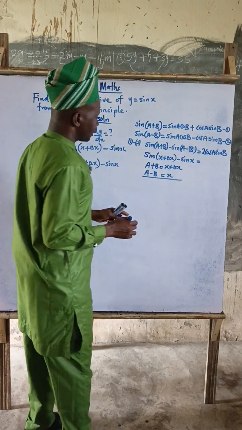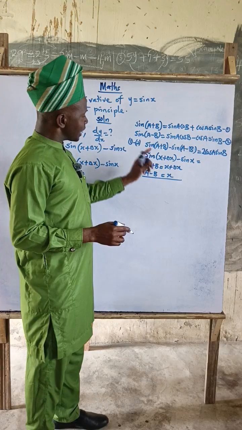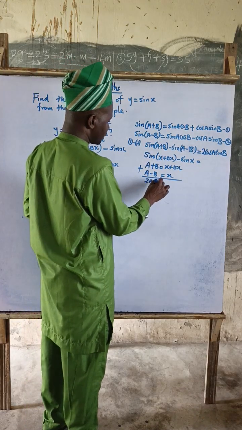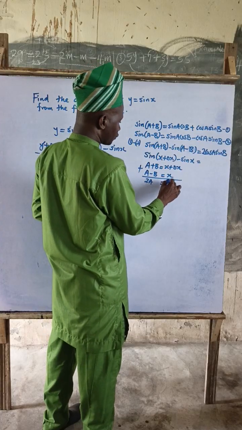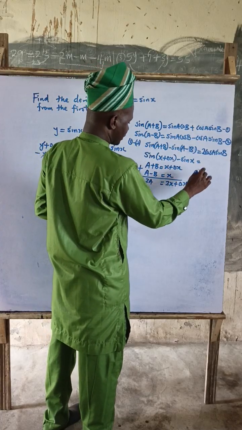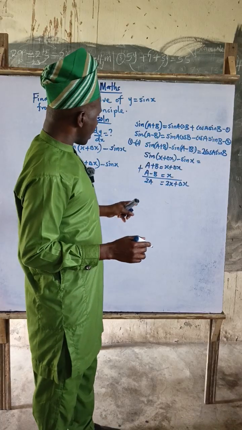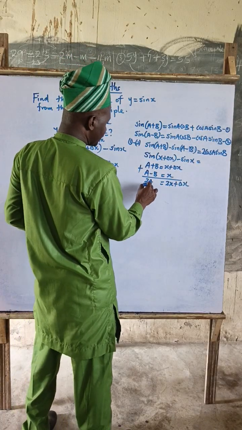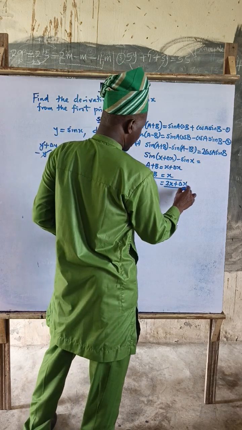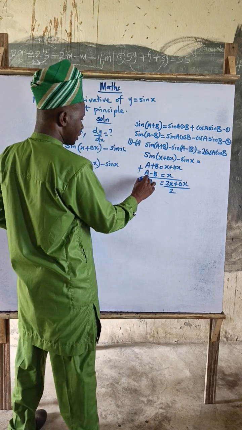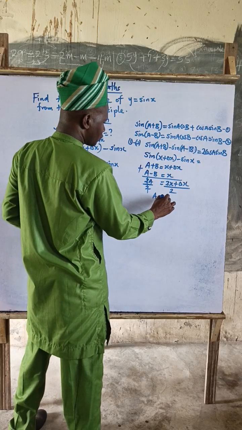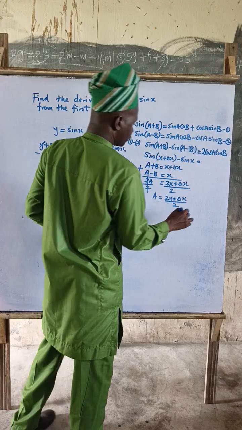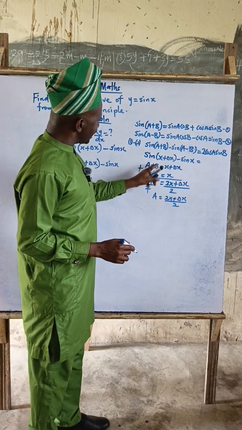Now let's add these together first. By adding them together, we have 2A on this side equals 2x plus delta x. Therefore, dividing both sides by 2, the 2s cancel, and we have A equals (2x plus delta x) divided by 2. So let's do the same thing: we added, now let's subtract.